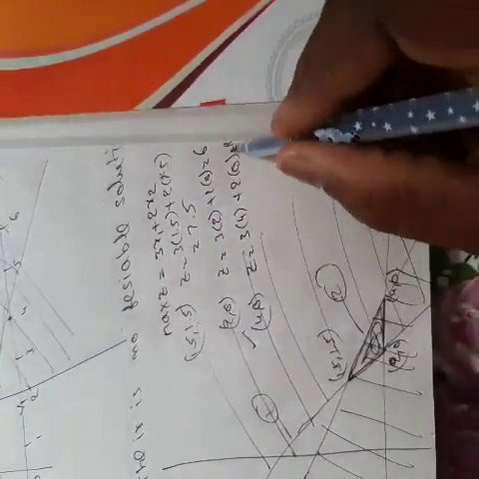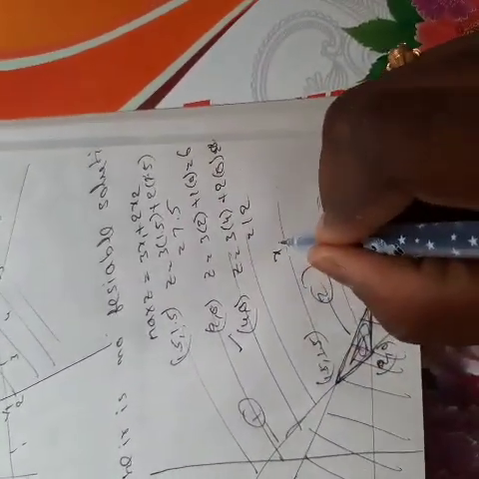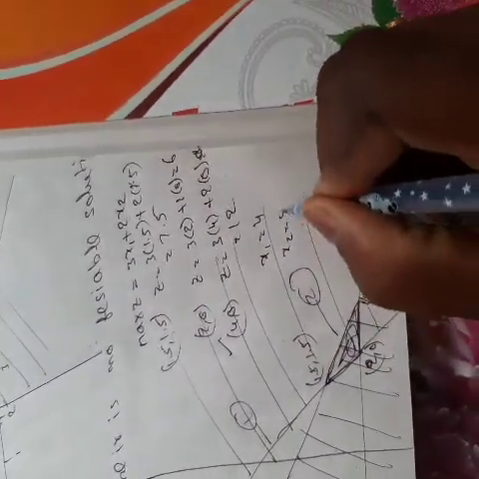Therefore the value of z is maximum at 4, 0. Therefore x1 equal to 4, x2 equal to 0 and z value equal to 12. This is the required solution.